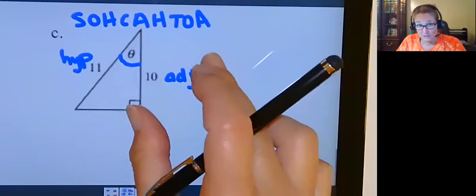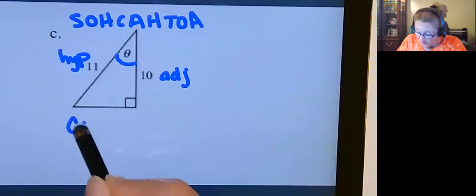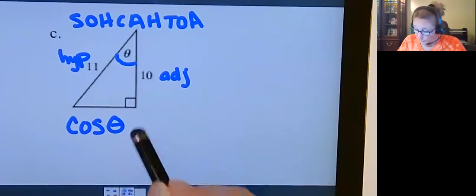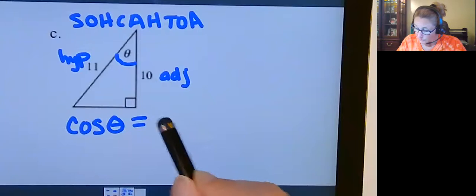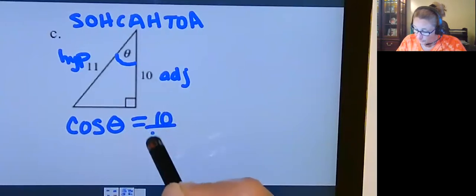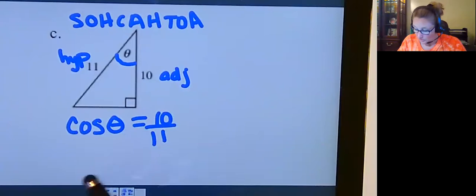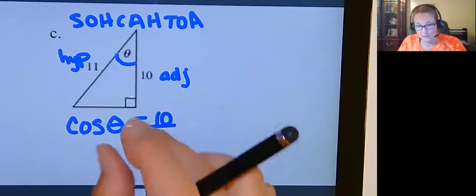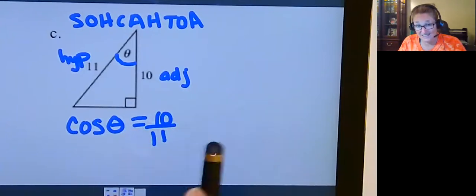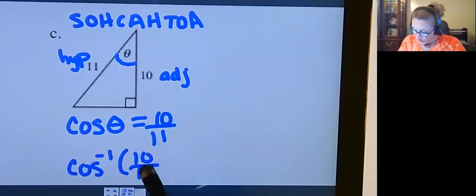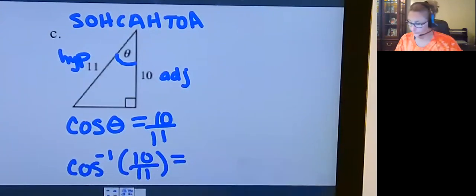Now, I'm going to take cosine of, I don't know the angle, that theta, that's what I'm going to try to find, is equal to adjacent over hypotenuse. Now, when you're trying to solve for the angle, you're going to use cosine inverse in this case. So I'm going to go cosine inverse of 10 over 11 equals.